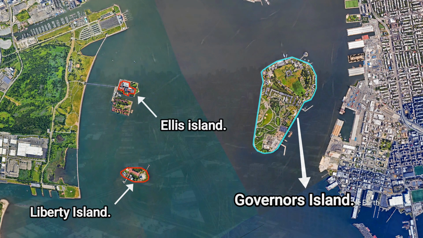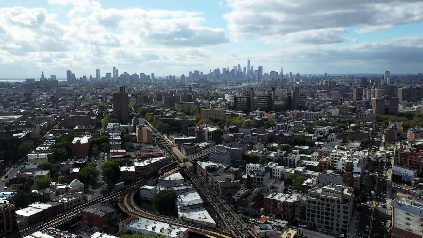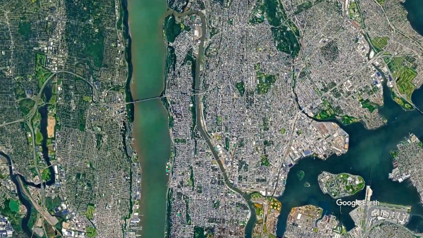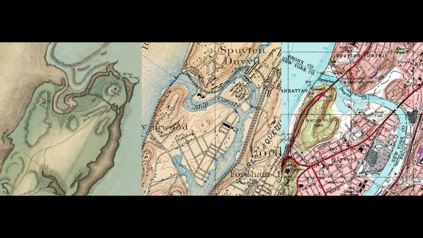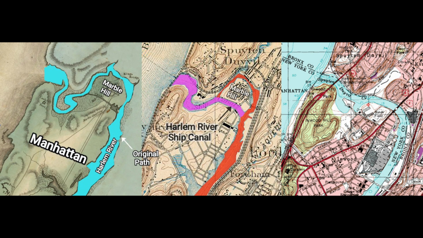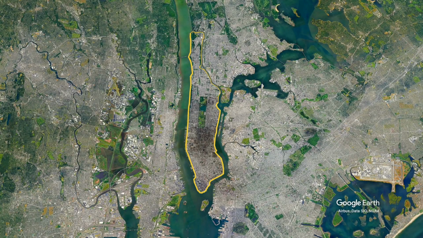in the south. Additionally, Manhattan also extends to a small portion of the mainland New York State, known as Marble Hill. This part of Manhattan became geographically separated from the island due to the construction of the Harlem River Ship Canal in 1895. Manhattan is roughly 13.4 miles long and 2.3 miles wide at its widest point.